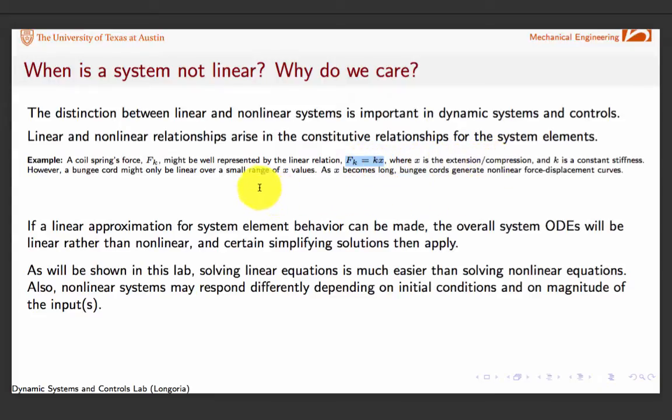If you have another kind of element where F and x are not related linearly, let's say a bungee cord, you might have a nonlinear function that relates force and displacement. And it turns out that when you can make those kinds of linear approximations for components, you get linear equations for that system rather than nonlinear equations if, say, you can't make those kinds of assumptions. And when you do have linear systems, certain simplifying solutions can be made. And you'll learn all about that in 344. In 144L, we tend to cover these kinds of topics on a case-by-case basis, and you learn how to apply them and experiment with them in the lab.